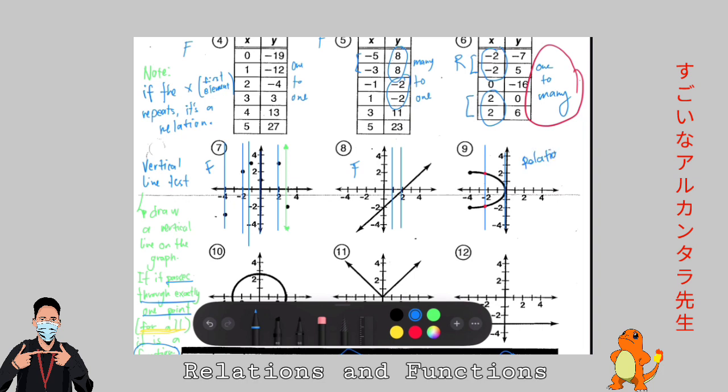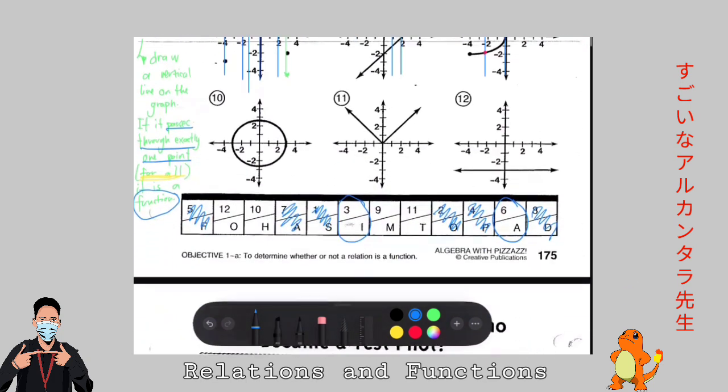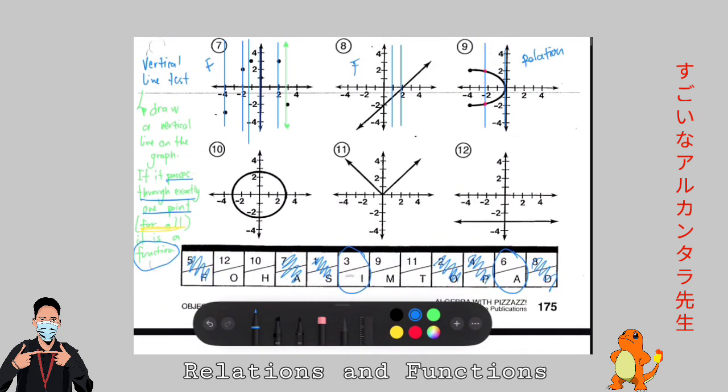Because of that, you're simply going to draw a vertical line. Again, if it passes through 2 points, that's automatically a relation. So we're going to keep number 9.